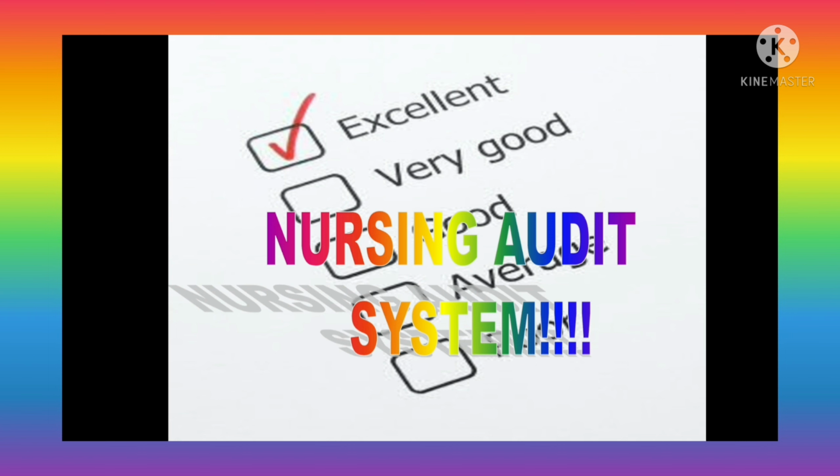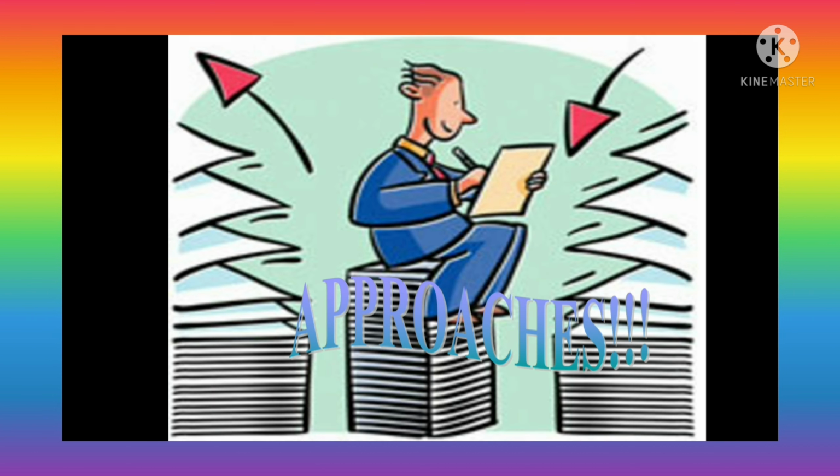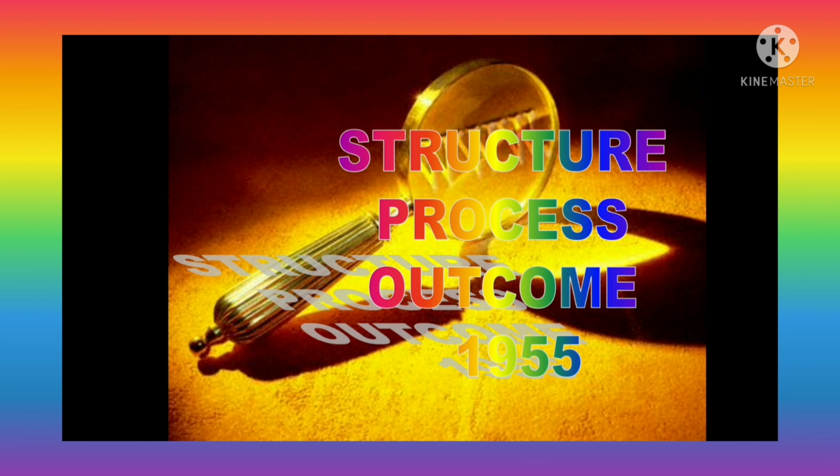Then next, nursing audit system. So there are different criteria, and study actual practice, compare and then recognize the gap, plan, act, evaluate. Already I told you in the nursing audit cycle. Then comes the approaches. Approaches are all the same: structure, process, outcome approach.